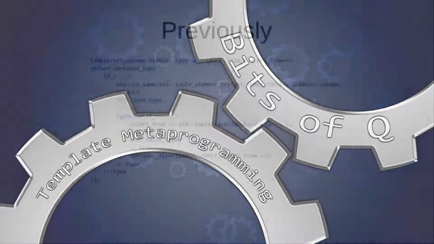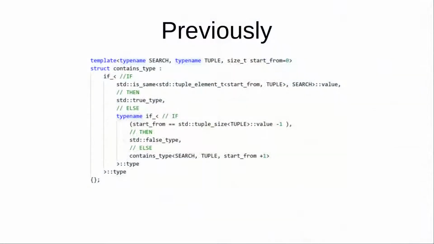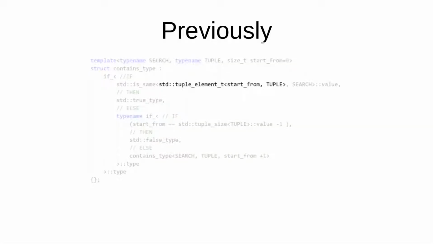Let's get coding. In the previous episode, we created our first algorithm as a metafunction. Specifically, we created this contains type metafunction that allowed us to check whether a certain type was present in a tuple. To write this metafunction, we relied heavily on the infrastructure around the standard tuple. In particular, the std tuple element t. We use this function to retrieve the type of an element at a given index.